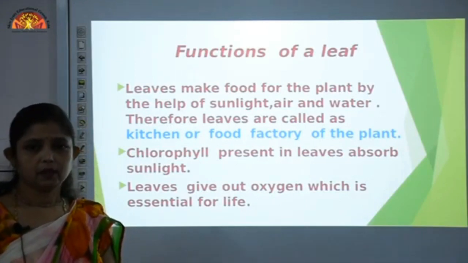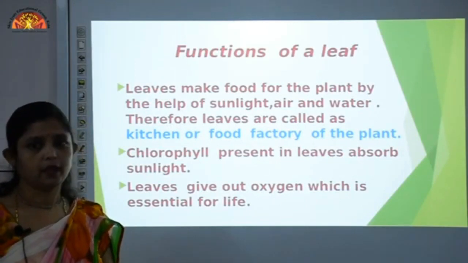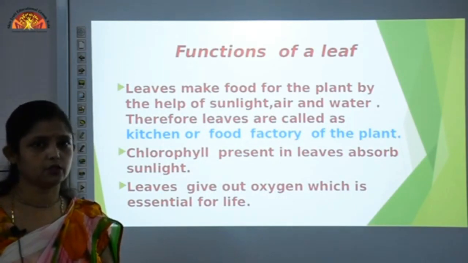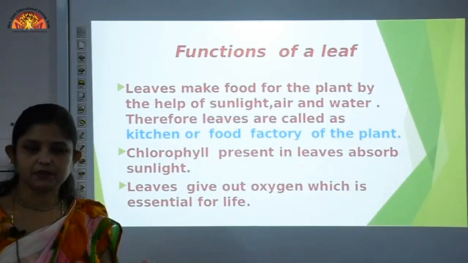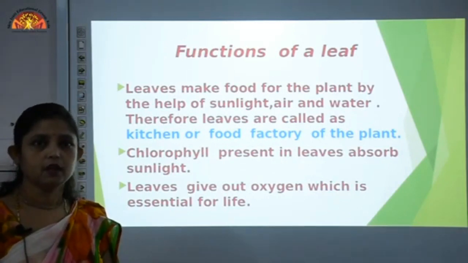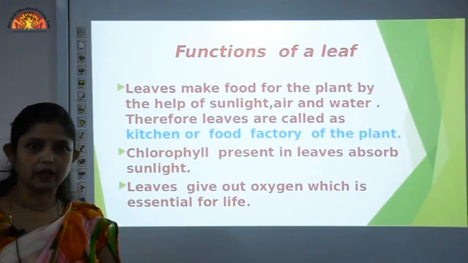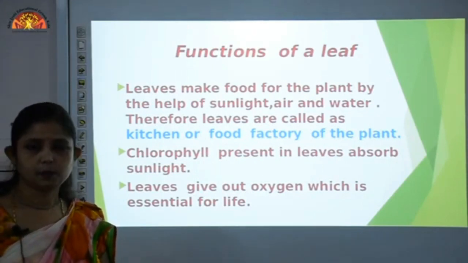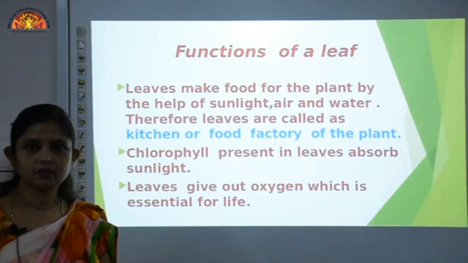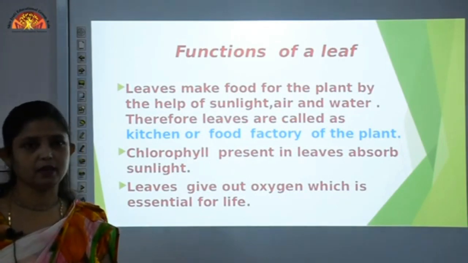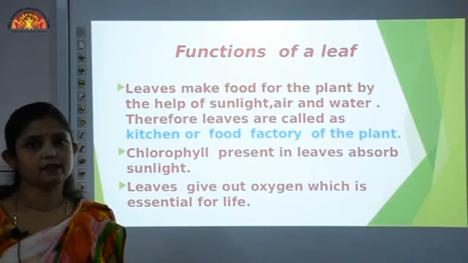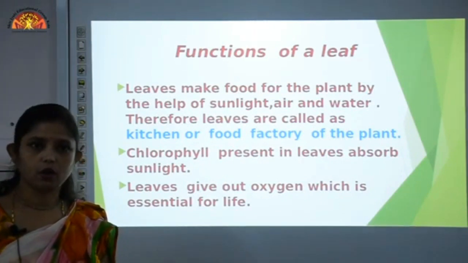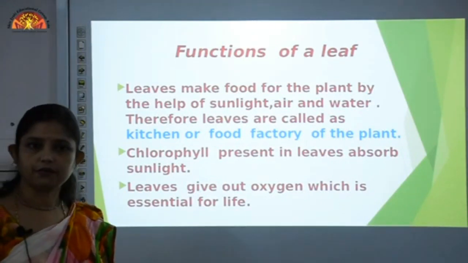As your mother prepares food at your home, where does she prepare the food? In the kitchen. And what is there in the kitchen? There is a lot of raw materials. Like if she wants to prepare any dish, she used to collect all the raw materials, all the spices, pulses, and then she prepares the food. So in the similar way, leaf is also called as kitchen of the plant. It is also called as the food factory of the plant.